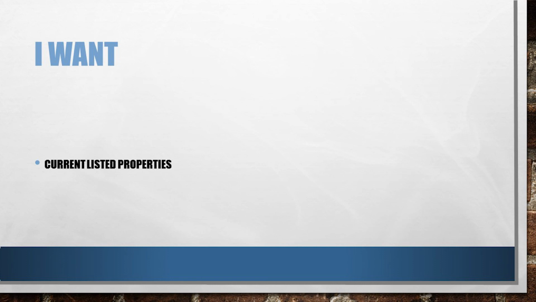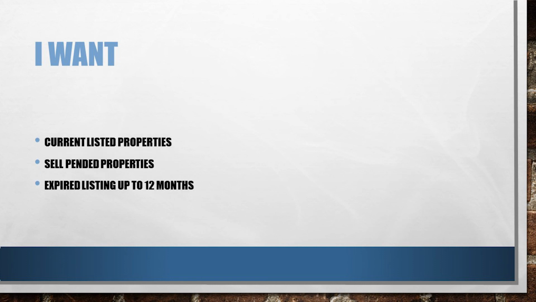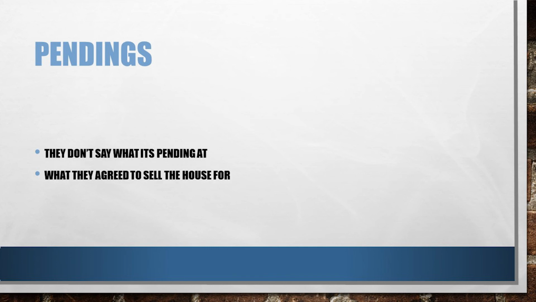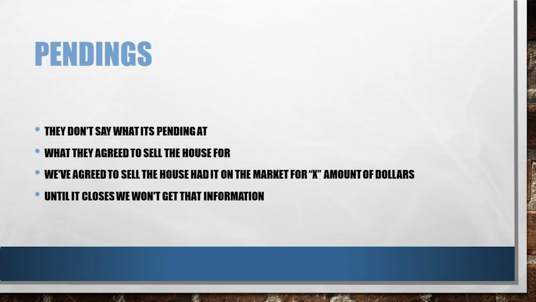I want current listed properties. I want sale-pending properties. I want expired listings up to 12 months, and I want sold properties up to 6 months. So I want to know what's pending. The thing about pending, and it's one of the frustrating things, is that they don't say what it's pending at, what they agreed to sell the house for. They just say, hey, we've agreed to sell the house. We had it on the market for X dollars, and until it actually closes, we won't get that information.